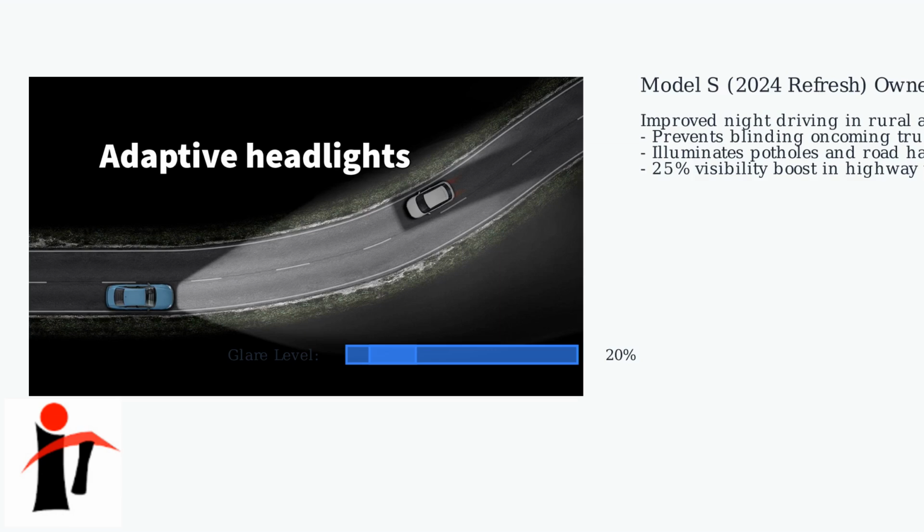The adaptive headlights automatically adjust to prevent blinding oncoming trucks while effectively illuminating potholes and other road hazards. In highway tests, this system provides a 25% boost in visibility compared to standard beams.